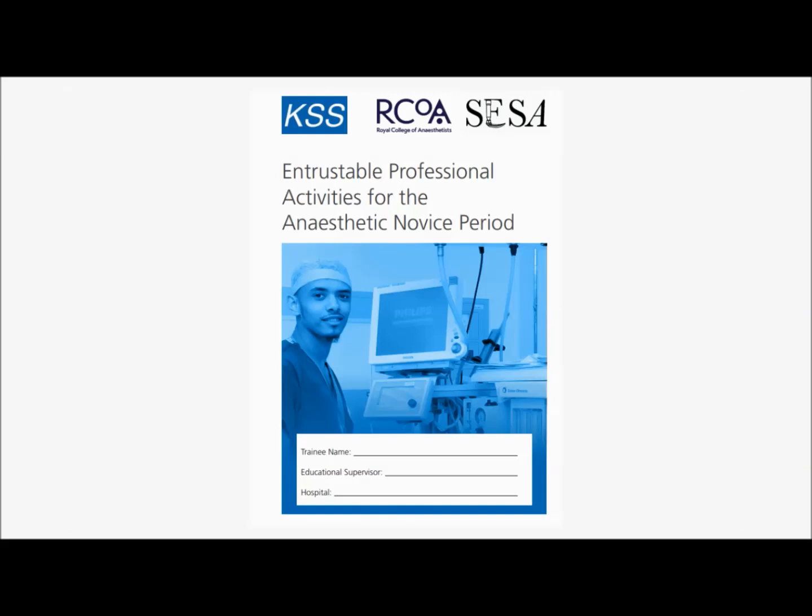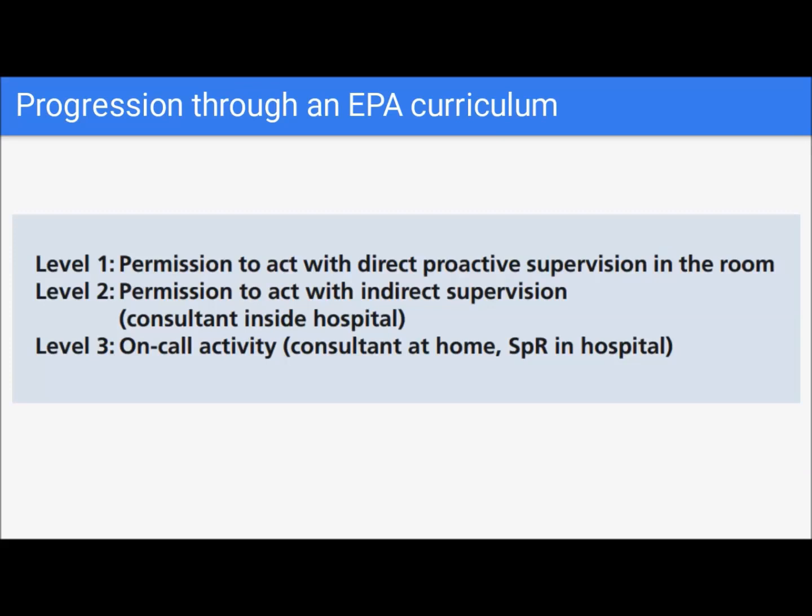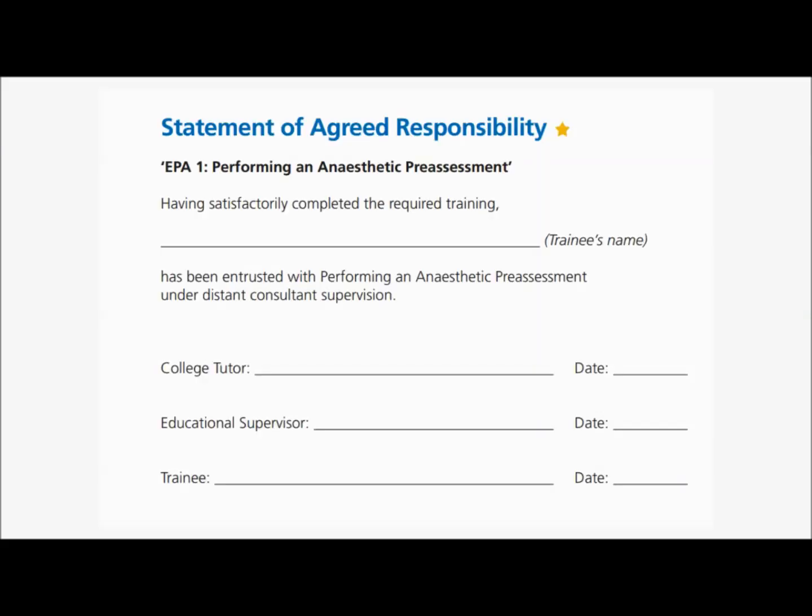We've created a workbook containing detailed descriptions of each EPA, along with a range of learning activities for you to complete during the novice period. Progression through an EPA curriculum is framed around the gradual withdrawal of consultant supervision as you achieve competence in each task. Your supervisors will use their expert judgment and experience to manage this progression with you. When your supervisors feel you're ready and you've completed all of the required learning activities, you'll be awarded with a statement of agreed responsibility for each EPA. This is a formal recognition of your progress and represents entrustment of responsibility.